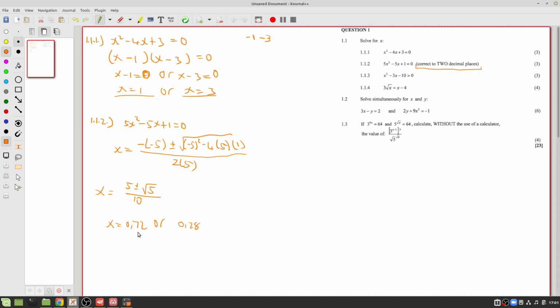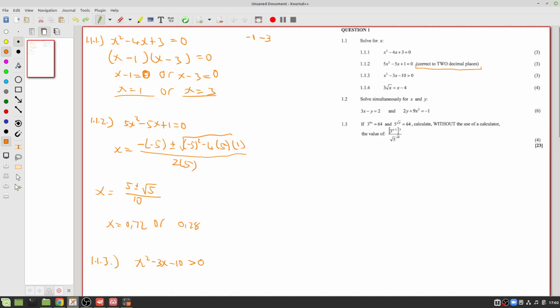0.28. Good. So that's 1.1.2. Let's get to 1.1.3. Right, so we've got x squared minus 3x minus 10, and that's going to be greater than 0. Instead of an equal sign, we've got a greater than.